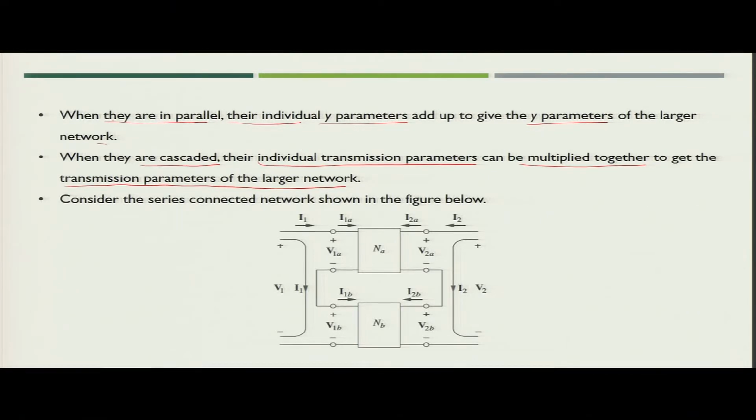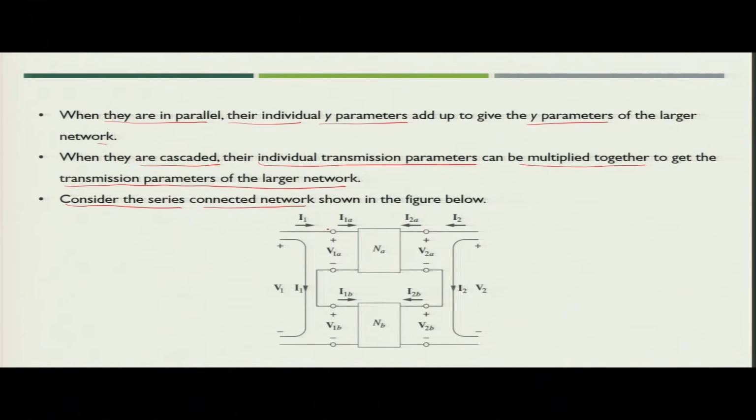We will now see how we can utilize these parameters when we interconnect the various networks in series, parallel or cascaded manner. Let us take the first case, that the network is series connected. In the figure, we have two networks, network A and network B. These two are in series because the individual voltages, V1A and V1B, add up to give the voltage of the complete network, that is V1.